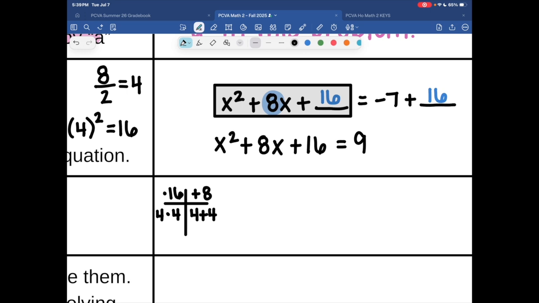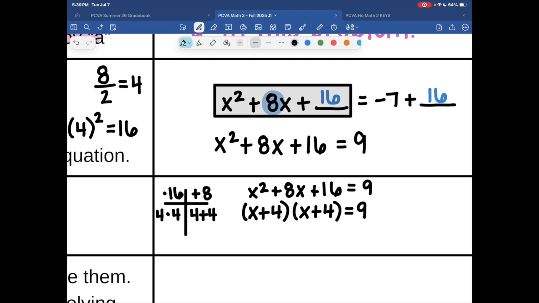So we have x squared plus 8x plus 16 on that side, and this is now going to become x plus 4 times x plus 4, and that's going to equal 9. Now, in doing that, we have two linear binomials that are the same, and once we have done that, we can put those together and say x plus 4 squared equals 9.